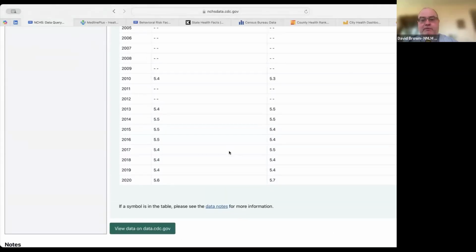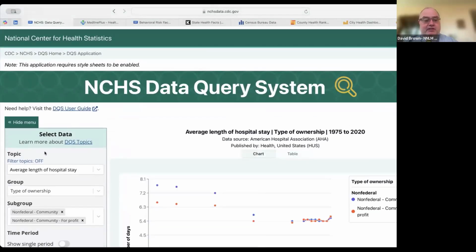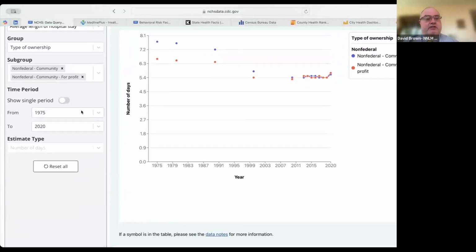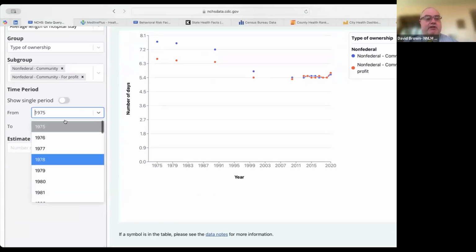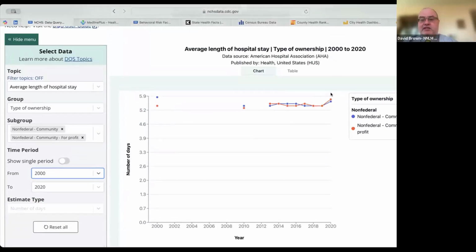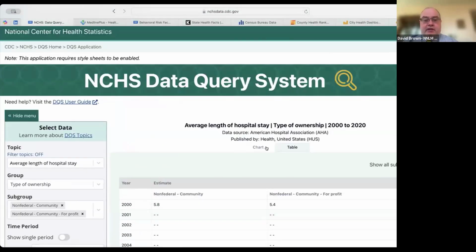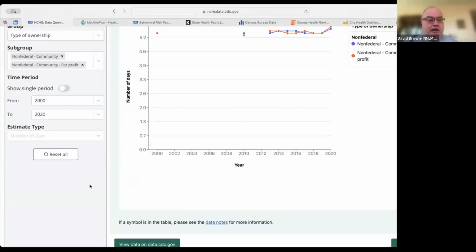If you want to look at it from more of a raw data point of view, if the chart doesn't make as much sense, it's a good way to look at it. You can also look at dates from 1975. So if you want to look within a date range, for example, the last 20 years, from 2000 to 2020, you can see it that way and see what's going on, and also in table format as you go along.